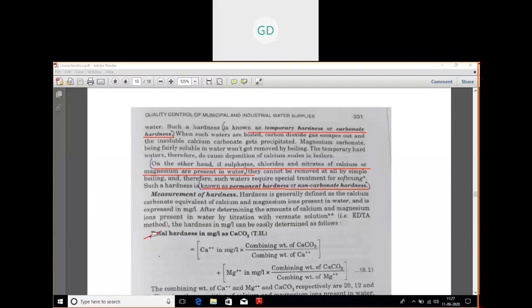So this is the formula. You can write it down, or you can take a screenshot. I will provide this PDF in your group later.